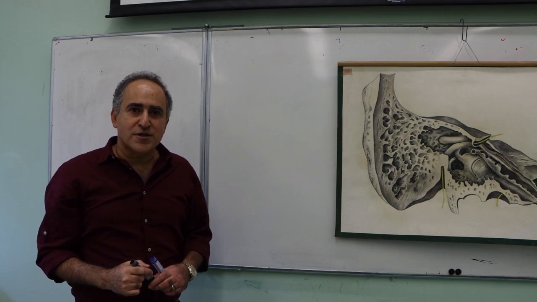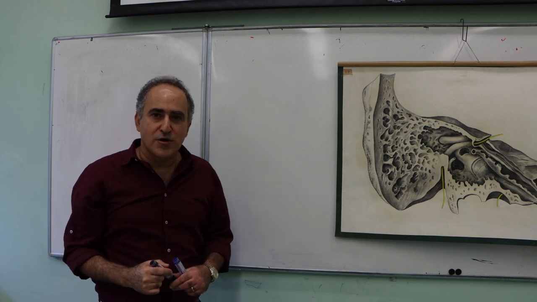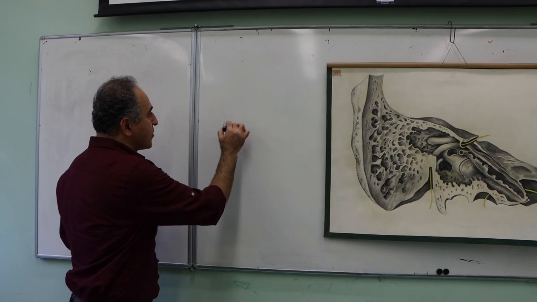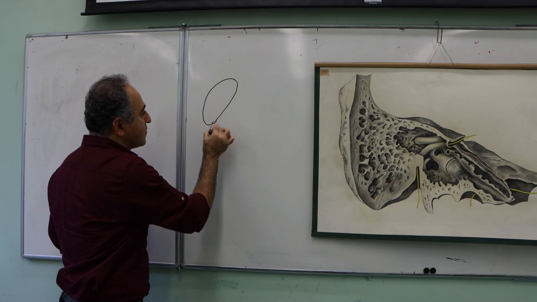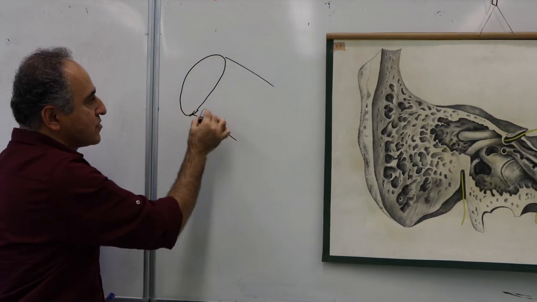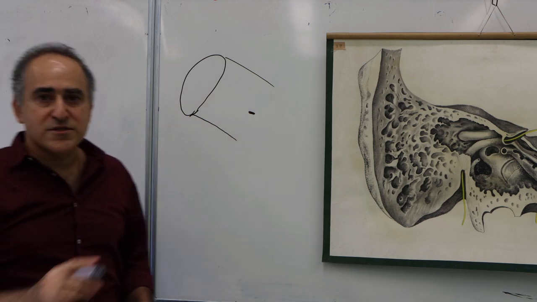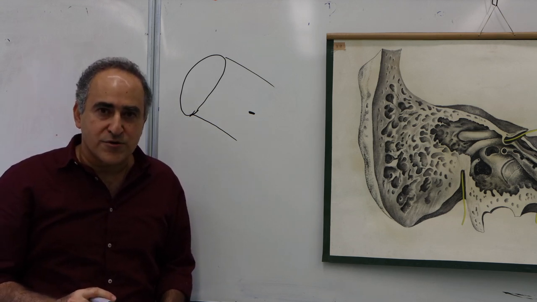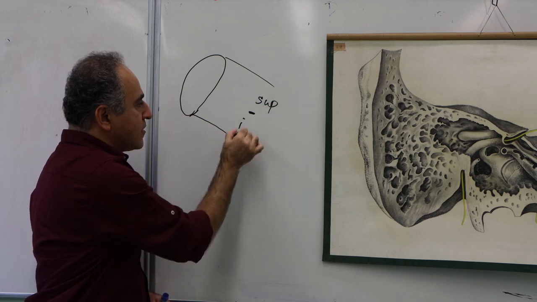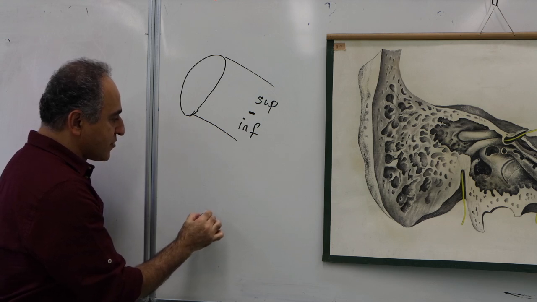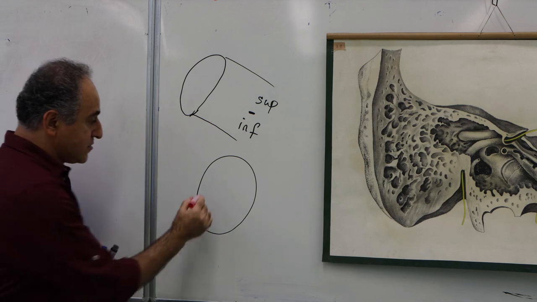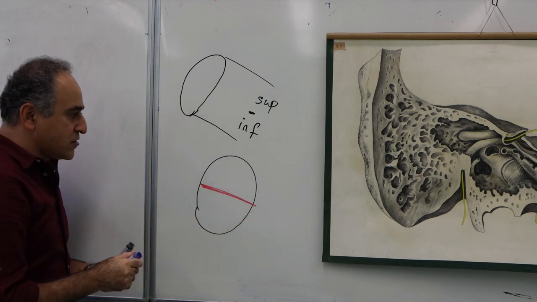For better understanding of the structures passing through the internal acoustic meatus, I'm going to draw a schema of the meatus acousticus internus. We said that this meatus is obliquely located, and somehow it's oval shaped. Approximately 1 centimeter behind the porus acousticus internus, there is a crest called the transverse crest, or the horizontal crest, which divides this meatus into the superior part and inferior part. So here is the cross section. If I draw the cross section of the internal acoustic meatus, this is the transverse crest, subdividing it into the four quadrants.